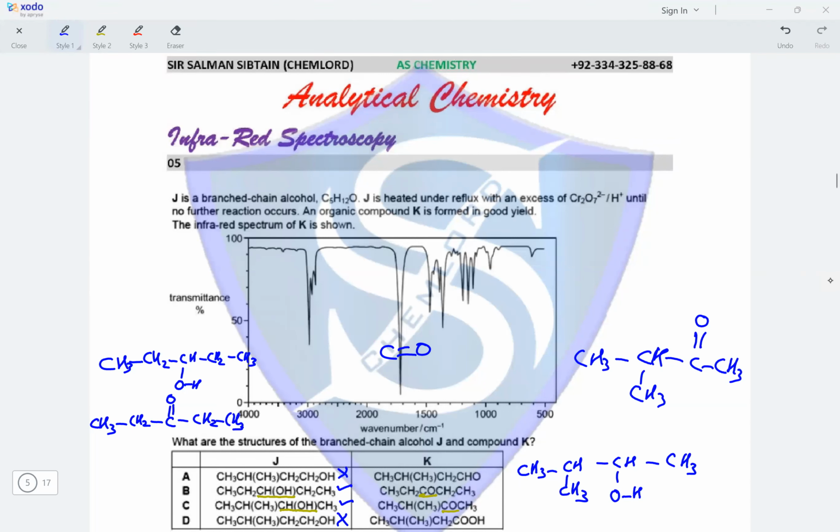However, looking at the question again, it started with J is a branched chain alcohol. We can see that the alcohol in J in option B is a straight chain alcohol and not a branched chain, whereas in option C, there is branching present. And when the question says it is a branched chain alcohol, it means the branching should be there. So this is the reason why option B gets eliminated and makes option C the correct option for this question.